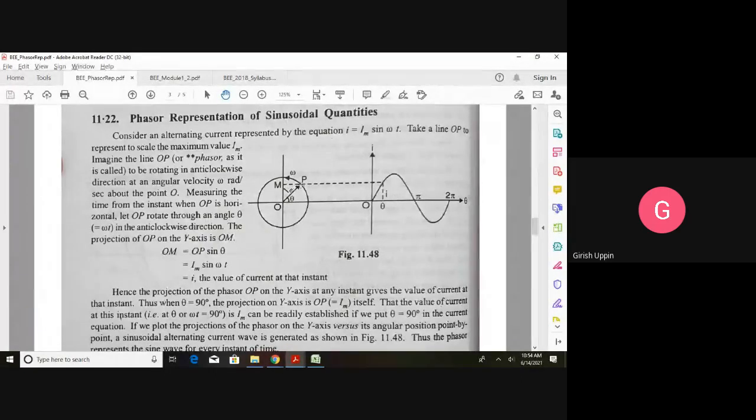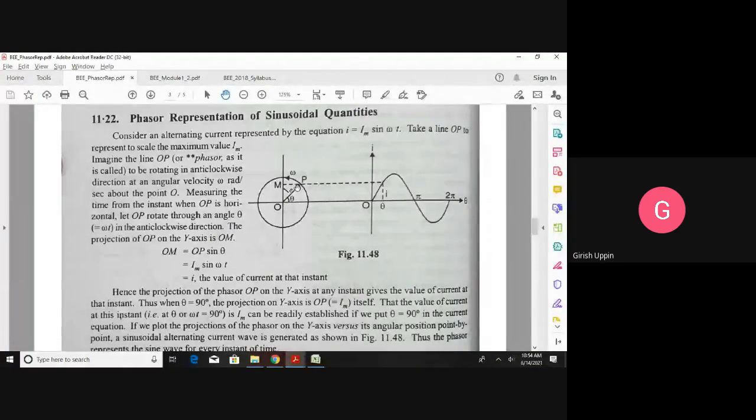Now I will make another projection. Whatever projection it makes here is nothing but this height, or the value of OM. That OM I am going to represent here.